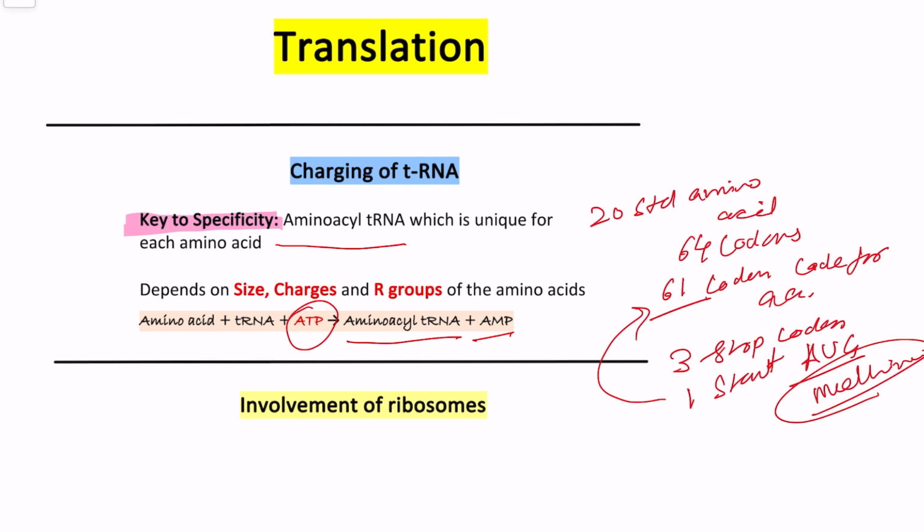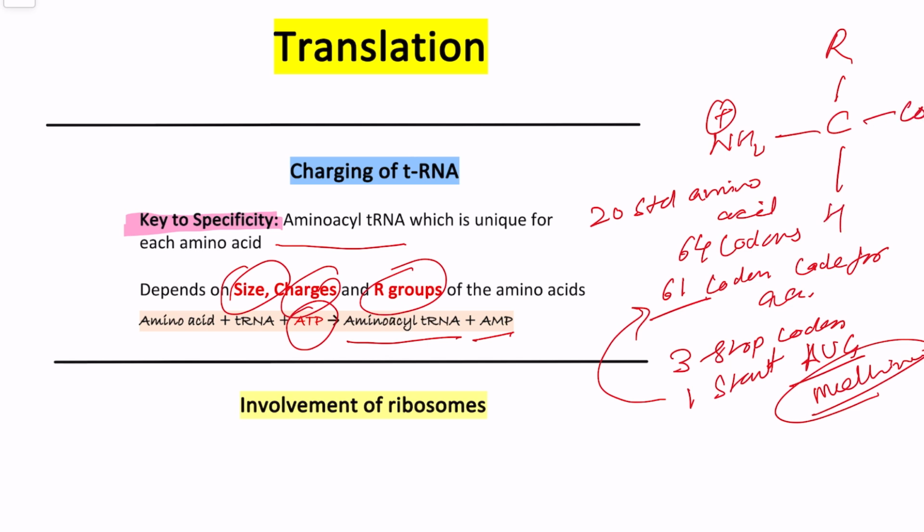And the specificity of tRNA depends on the size, charge and R group of the amino acids. As we know, amino acids have different groups: R group is there, then amino group is there, carboxyl group is there, hydrogen. So this is the basic structure of the amino acid, right? So the type of R group involved in the amino acid affects the specificity of the tRNA. Charges, the number of charges present, whether amino acids are negatively charged or positively charged, then again the size of the amino acids, right?